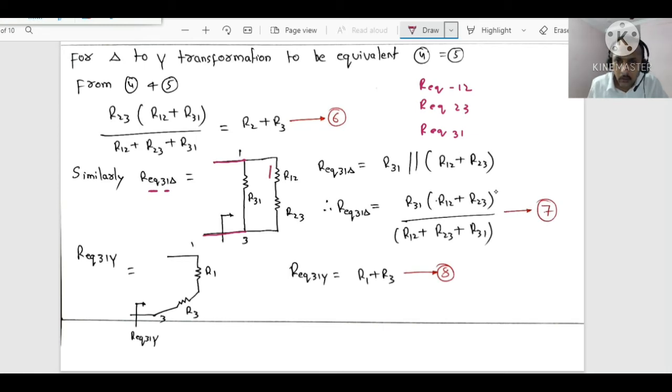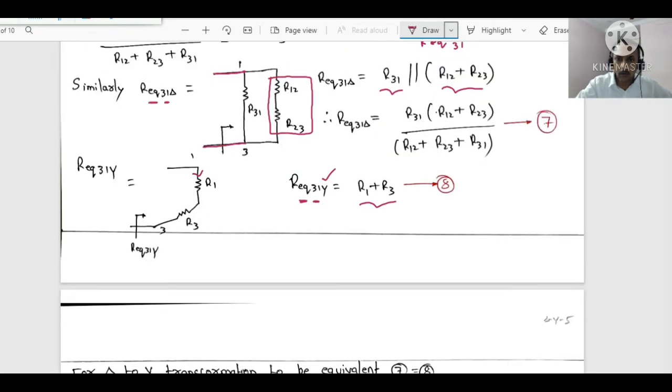So now these 2 are in series. Looking into the circuit, we can say these 2 are in series. You add these 2. That is what we have done here. And this combination is in parallel with R31. Now these 2 are in parallel, so RA into RB whole divided by RA plus RB. Now for the transformation to be equivalent, the value between 3 and 1 in star connection is, observe, these 2 are in series, R1 and R3. There is no other tapping. So R1 plus R3. Now 7 and 8 must be equal.